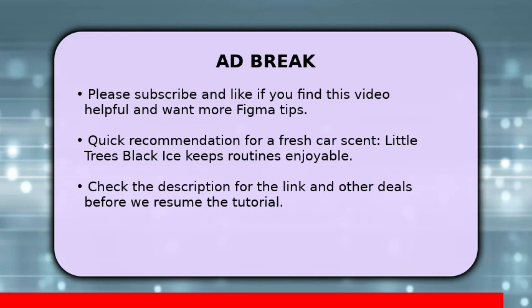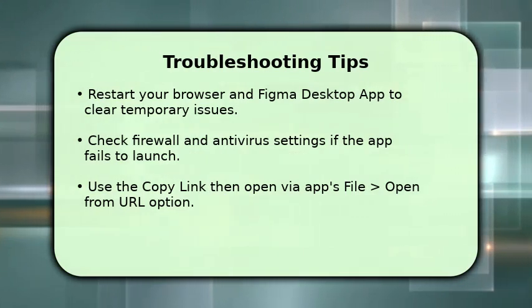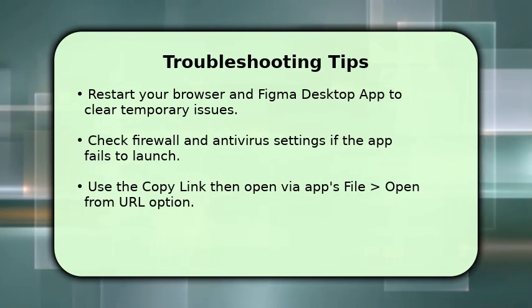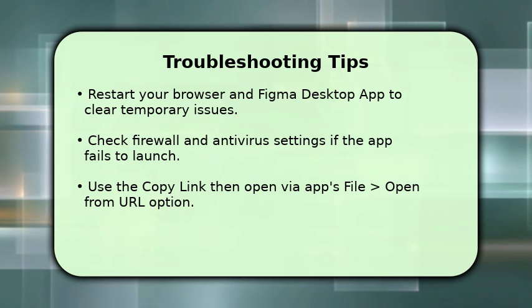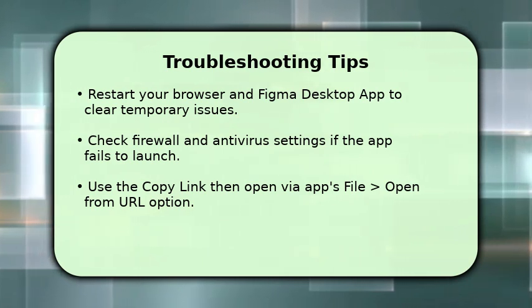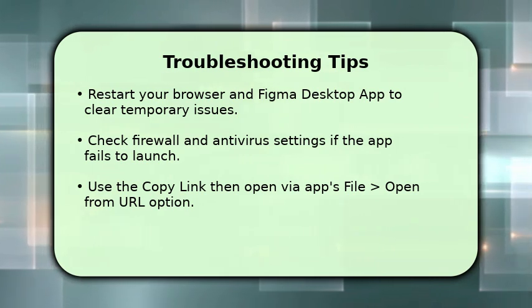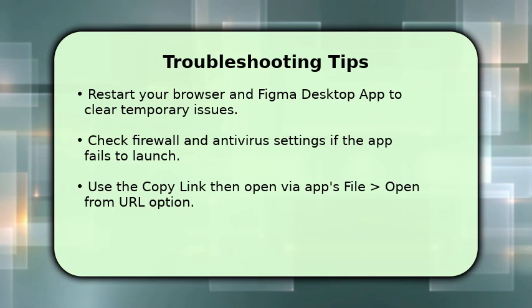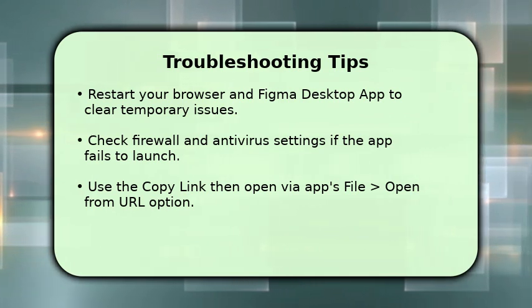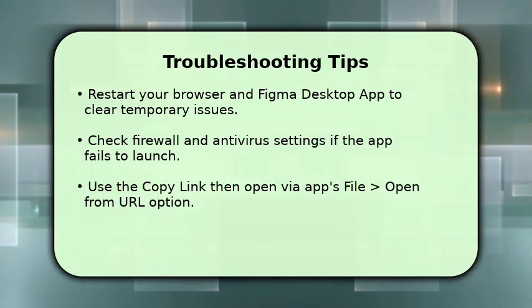Now let's get back to the video. Troubleshooting is simple and usually quick. If clicking Open in Desktop App does nothing, restart both your browser and the Figma app. Confirm your firewall or antivirus is not blocking Figma protocol calls. Try signing out and back into Figma if permissions seem stuck. As a fallback, copy the file link, open the desktop app, and use File then Open from URL to paste the link and load your document directly.